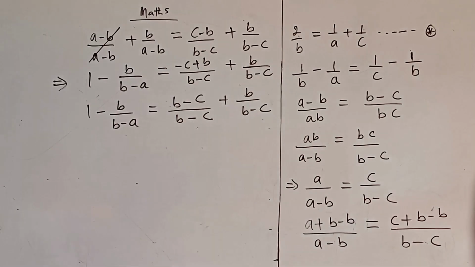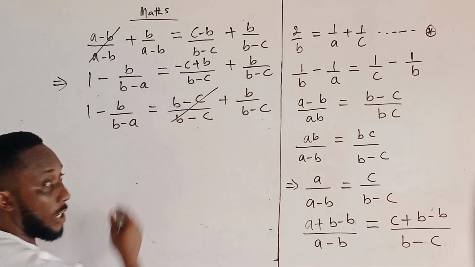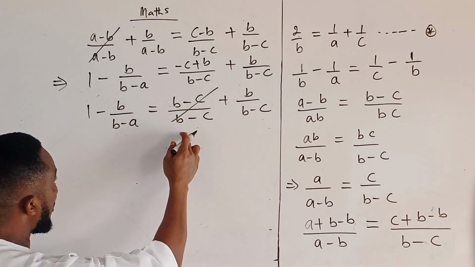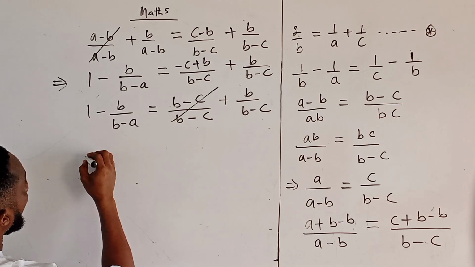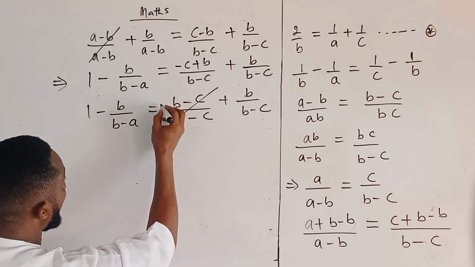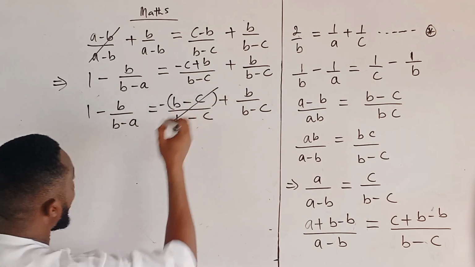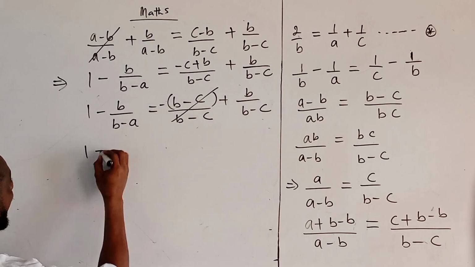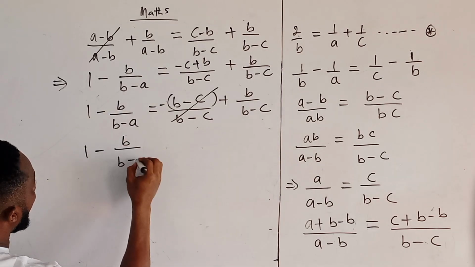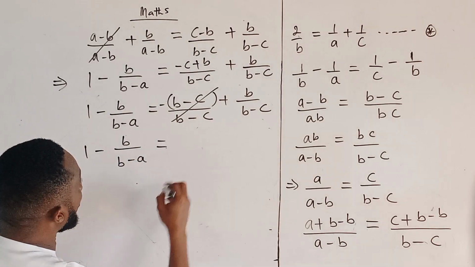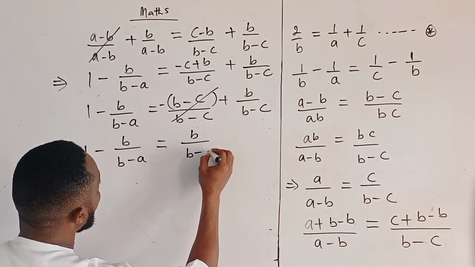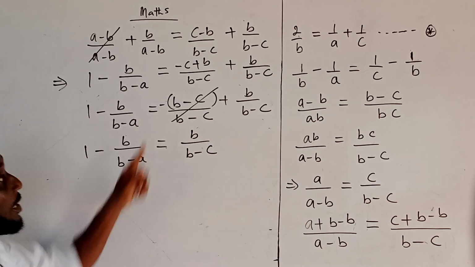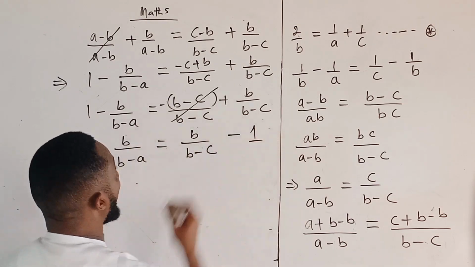So guys, you can see the logical reasoning here. So at the end of the day, this guy will also cancel out to give 1. B minus C cancels out B minus C. We'll then be having, and here, mind you, there's a negative sign outside this place. I didn't remember to put that. So 1 minus B upon B minus A should then be equal to B upon B minus C, then minus 1.